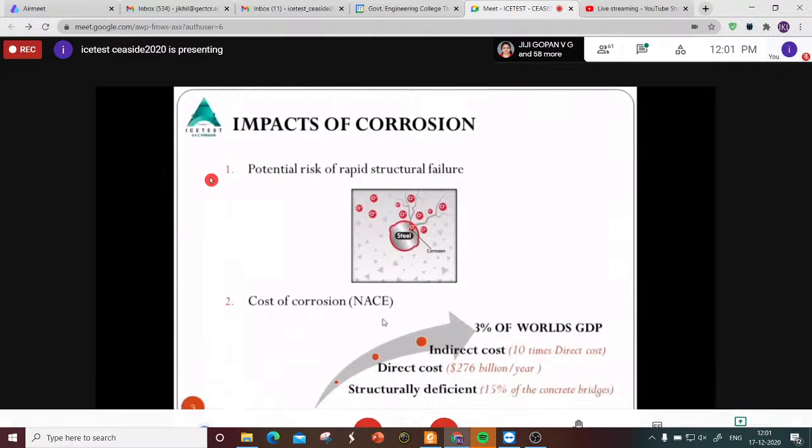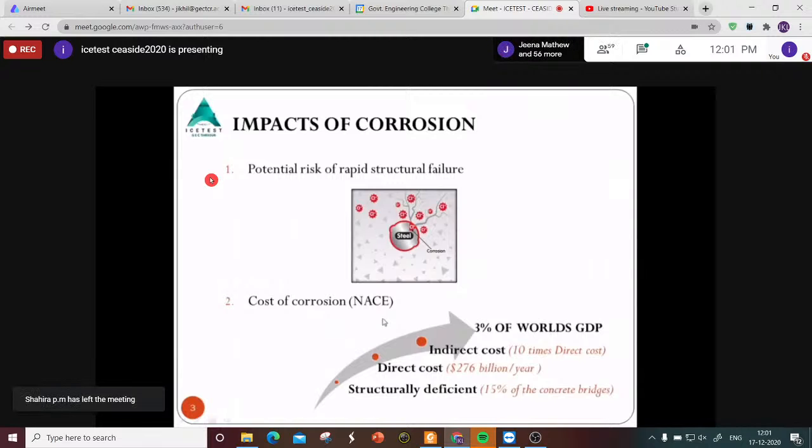Next is the economic impact of corrosion. According to the study conducted by NACE in 2016, it showed that 15% of the newly constructed bridges are structurally deficient due to corrosion. It contributes about $276 billion per year, and the indirect cost is 10 times that of this direct cost, together amounting to 3% of the world's GDP, which is very huge. So due to this structural, economic, aesthetic, and other unmentioned impacts, corrosion needs to be stopped or controlled.